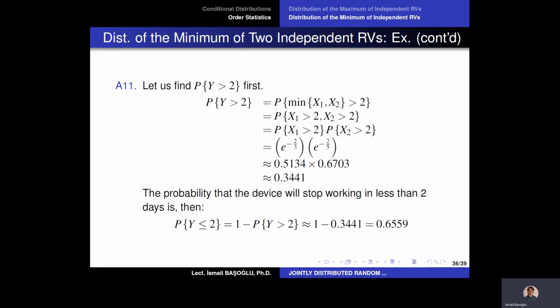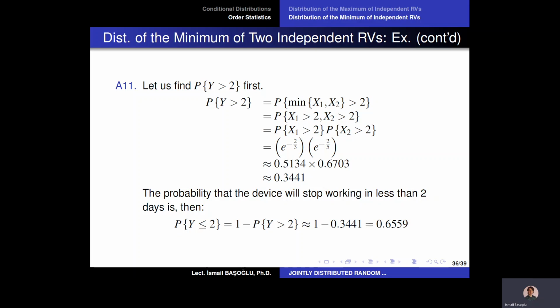However, remember, what is the question asking us? The probability of the lifetime of the device being less than or equal to 2 days, which is the complement event of this. So we simply subtract the answer we found here from 1, and that gives us 0.6559. We can simply say that with approximately 65% or 66% probability, the lifetime of the device is going to be less than or equal to 2 days.